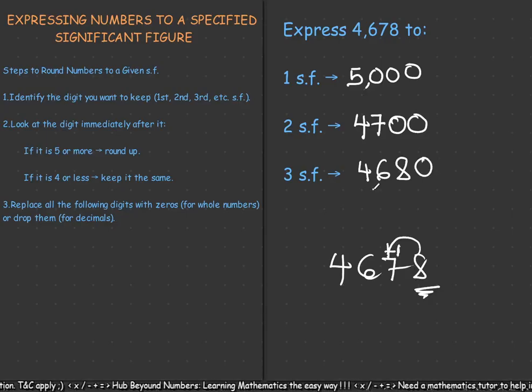It simply means 4,678 in three significant figures is actually 4,680. So this is it for the whole numbers. Very, very simple and straightforward, right? Let's look at some examples for decimals.